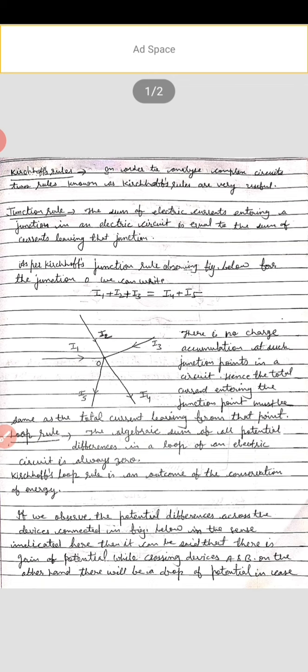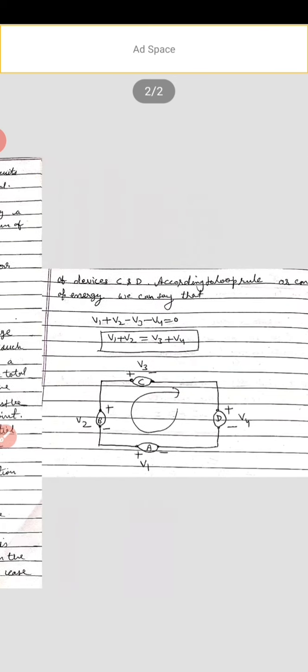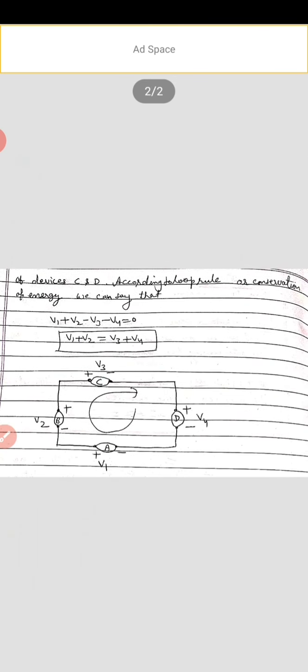If we observe the potential differences across the devices connected in the figure below in the sense indicated, then it can be said that there is a gain of potential while crossing devices A and B. On the other hand, there will be a drop of potential in case of devices C and D.